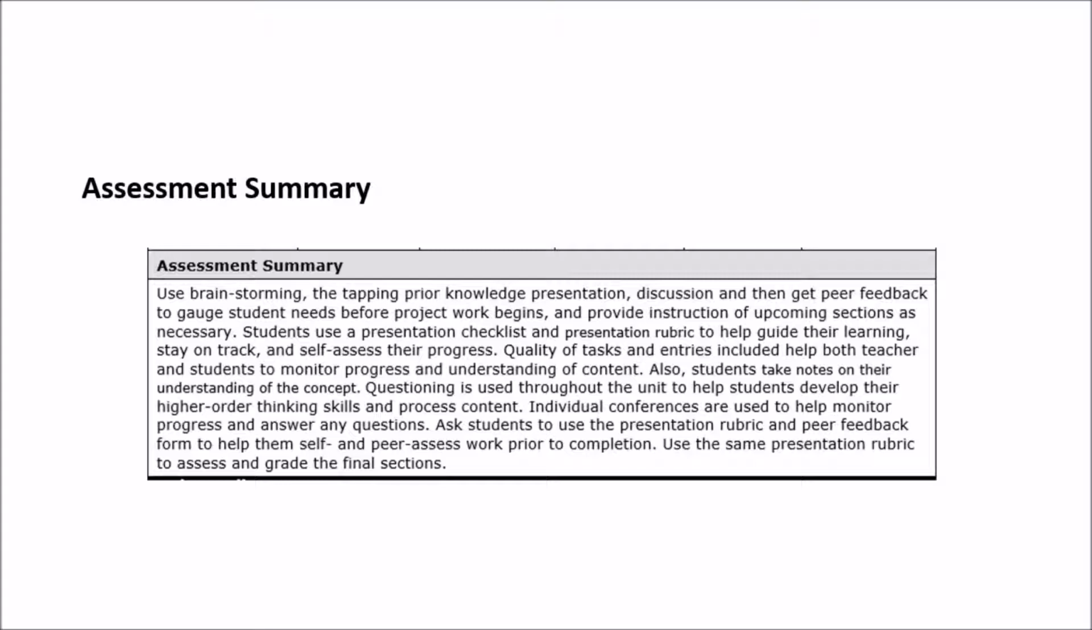Students use a presentation checklist and presentation rubric to help guide their learning, stay on track, and self-assess their progress. Also, students take notes on their understanding of the concept. Questioning is used throughout the unit to help students develop their higher order thinking skills and process content. Ask students to use the presentation rubric and peer feedback form to help themselves and peers assess work prior to completion. Use the same presentation rubric to assess the grade in the final sessions.